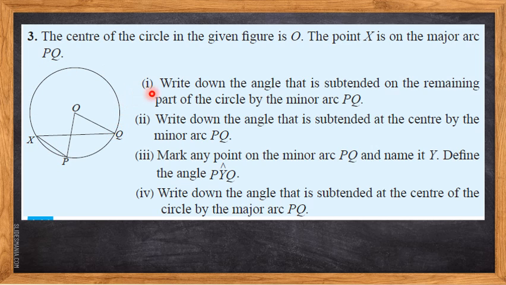Then using this figure we have to write down the angle that is subtended on the remaining part of the circle by the minor arc PQ. You have to use this figure and identify what is the angle that is subtended on the remaining part of the circle by the minor arc PQ.